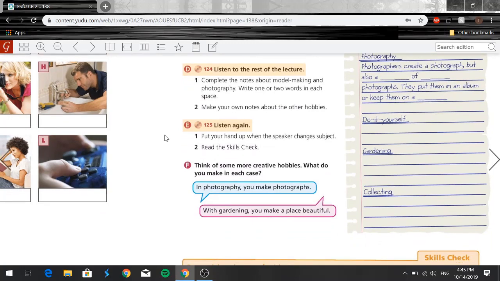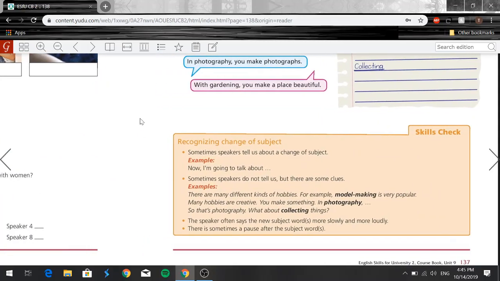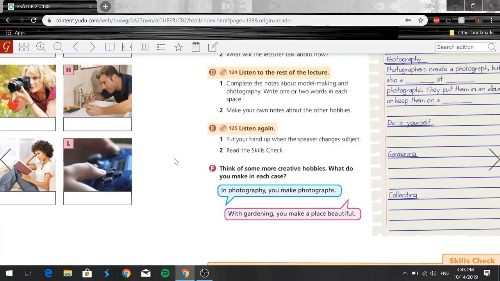So before we move on, I want you guys to think of some more creative hobbies, such as cooking, for example. And what do you make in each case? Write about it. Do some research on it. You can even write your own notes on your own experiences about these creative hobbies that you have. Okay? So I think that's about it for listening. Now let's move on to speaking.